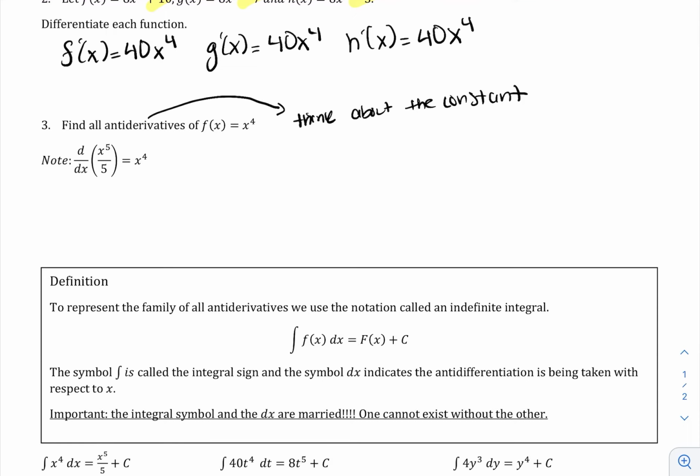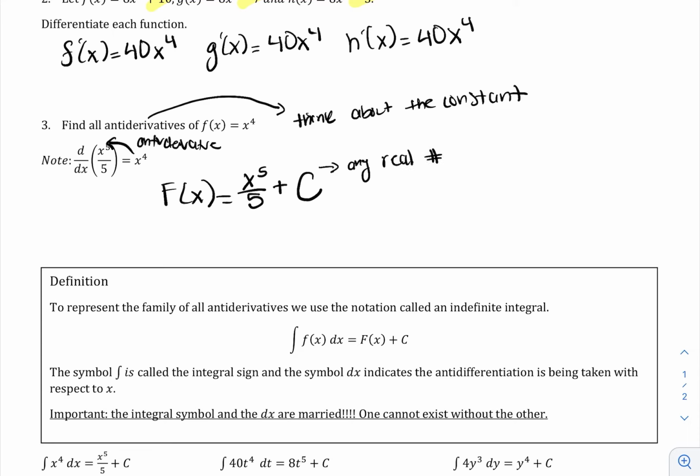So remember, what that means is that if you go in this direction, this is the antiderivative. So the antiderivative, which I'm going to label as the capital F of x, is going to be x to the fifth over 5, but you have to add a constant C. And what C represents here is any real number.